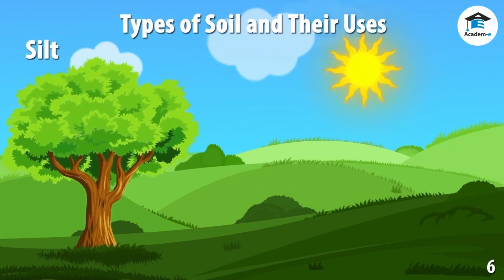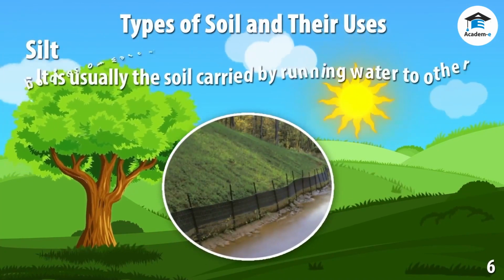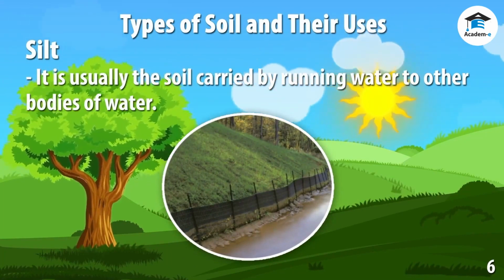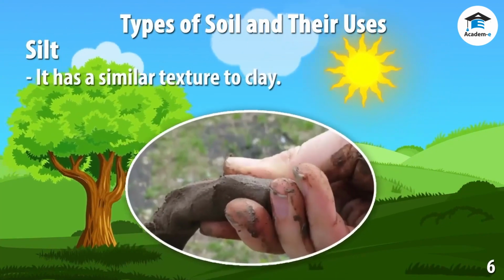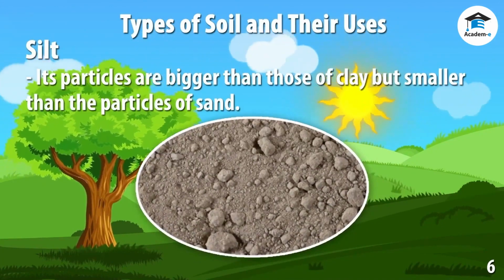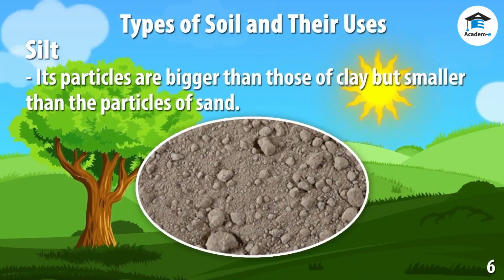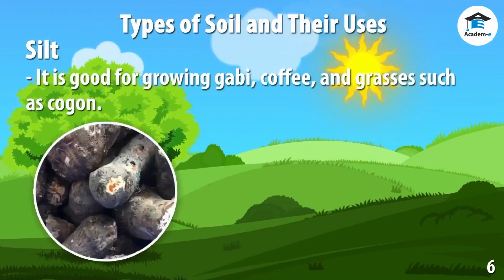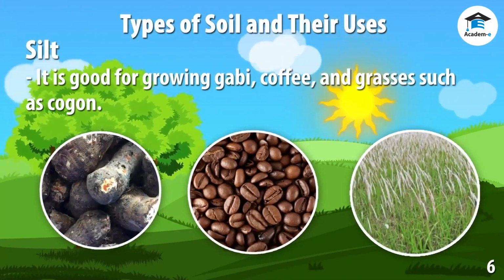Silt is another type of soil. It is found in rivers and seas. It is usually the soil carried by running water to other bodies of water. It has a similar texture to clay. Its particles are bigger than those of clay but smaller than the particles of sand. This soil is good for growing gabi, coffee, and grasses such as kogon.